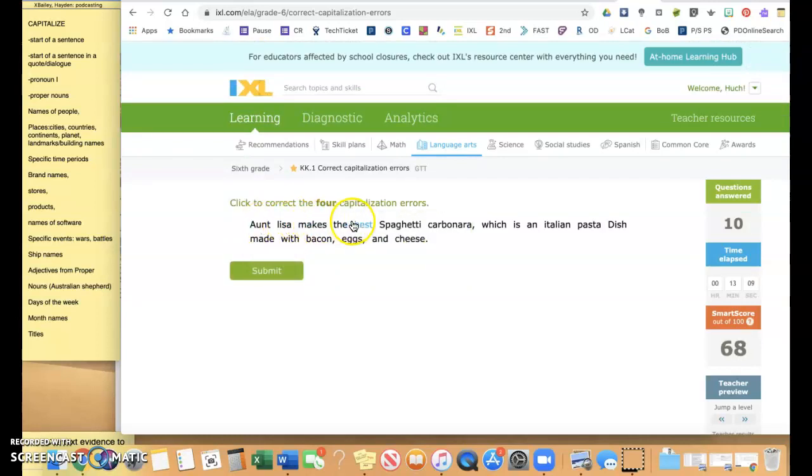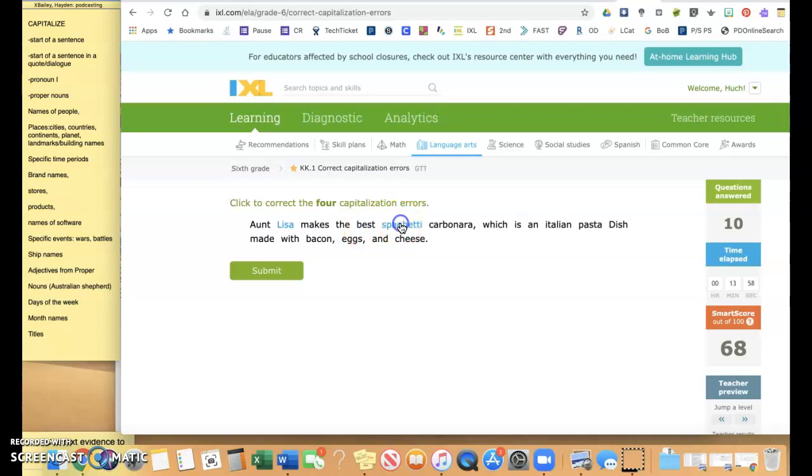Aunt Lisa makes the best spaghetti carbonara, which is an Italian pasta dish made with bacon, eggs, and cheese. So, aunt should be capitalized, not just because it's the beginning of the sentence, but also because it's used as a title in this case. So, I have a professor that was named Professor Horan. And so I would capitalize if I said, I have English lit with Professor Horan, I would capitalize Professor and Horan.